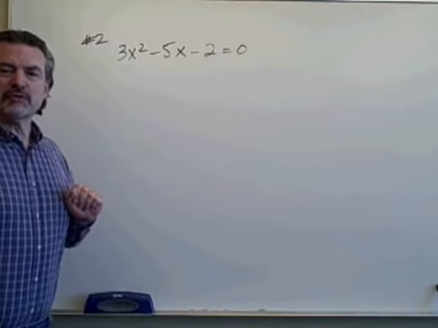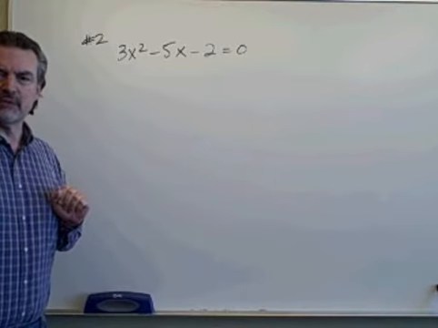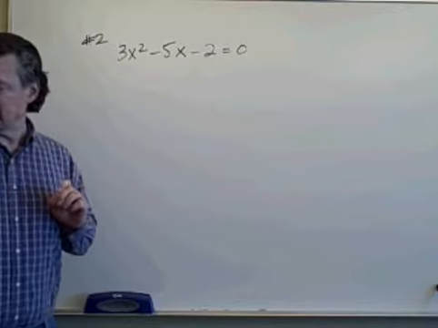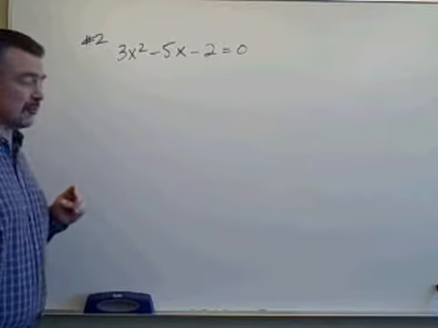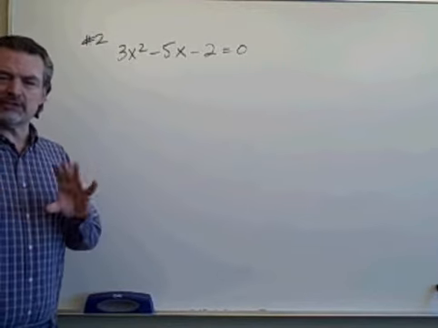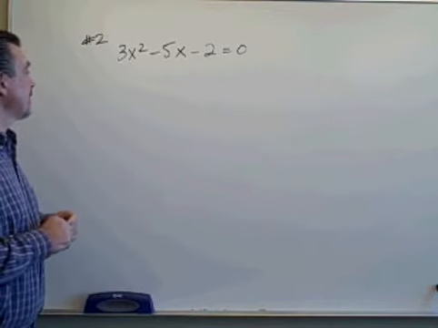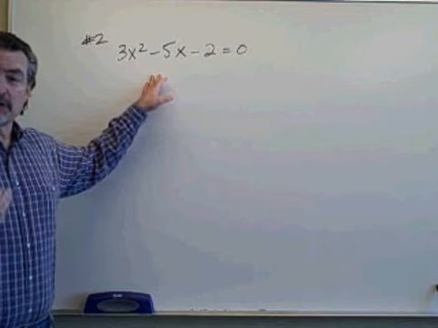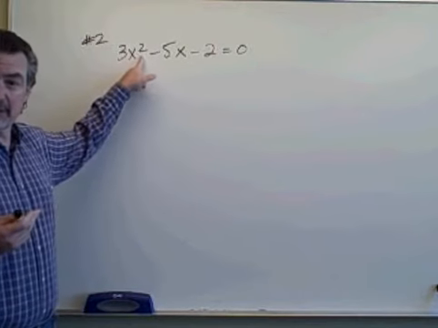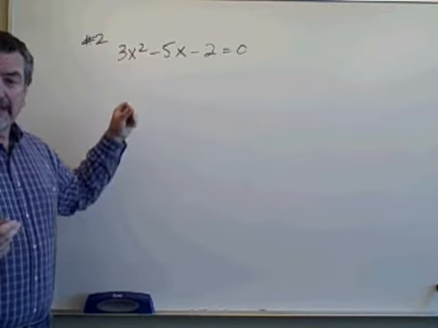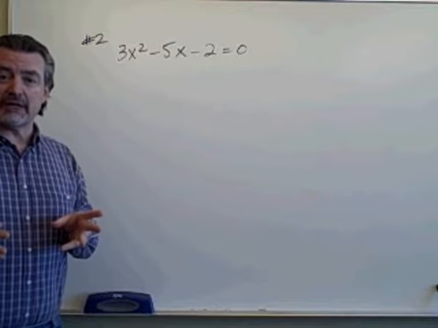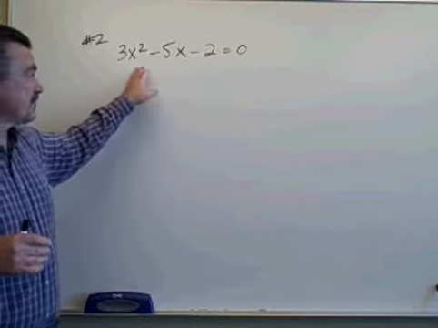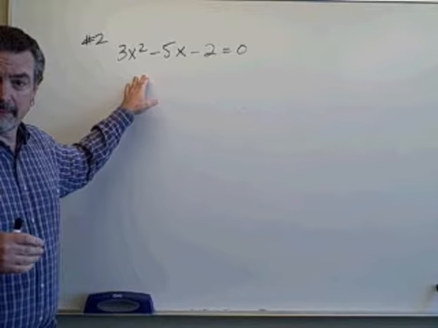This is problem 2 from the review sheet for exam 6, I believe. Exam over quadratic equations and rational equations primarily. This is a quadratic equation. The reason we know that is because the highest power of the variable is 2. Our technique for solving quadratic equations involves factoring the polynomial.